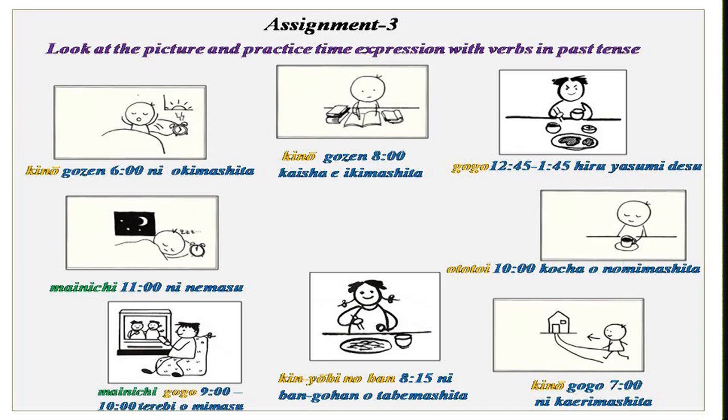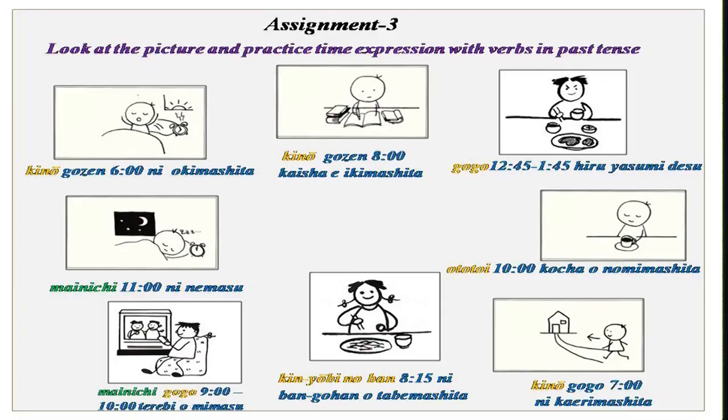So these are some time expressions. There are a lot of time expressions that you have already covered, so you could use any of those. For example, kesa, which is today morning, kesa 8ji 15 hun ni asagohan o tabemashita. Asagohan is your breakfast o tabemashita. So you can use any of these time expressions over here and change your sentence using proper past tense of verbs.